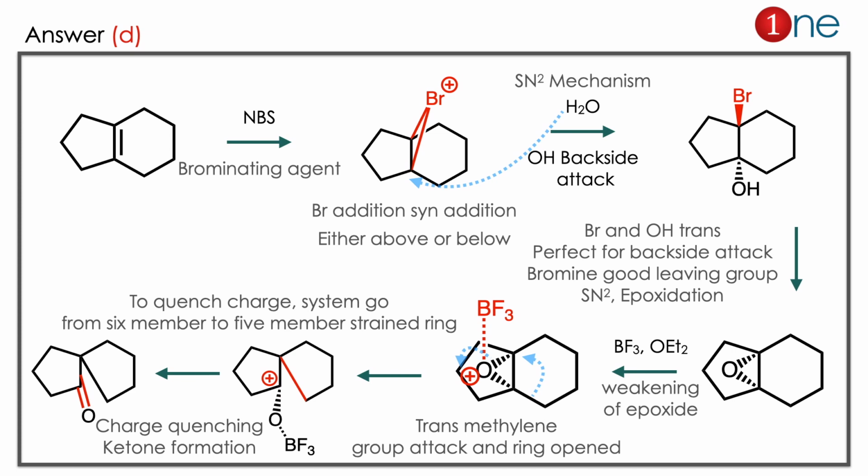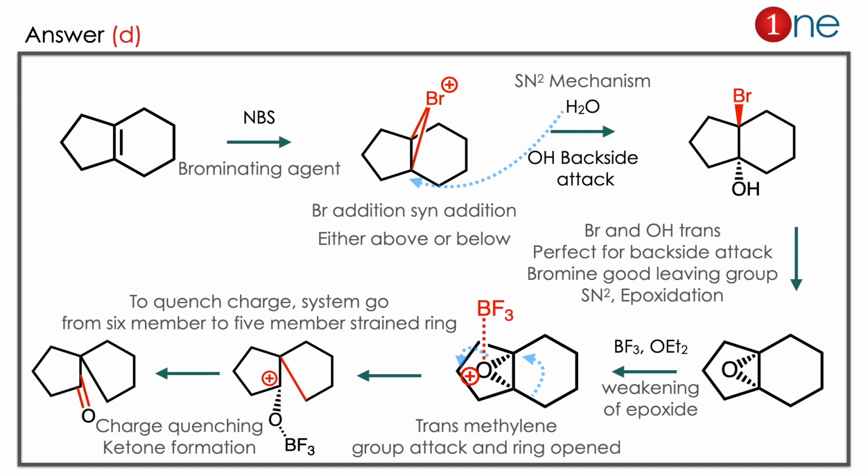Next step you are using the acid, which is a Lewis acid, BF3, and ether is the solvent. Then it weakens the oxygen on the bridge. Then the bridge will be opened by the movement of the trans methylene group. Here the epoxide ring is opened by the trans attack. The ring opens, the cation remains there. So the cation has to be quenched by ketone formation. BF3 leaves there. So finally you have a contracted system.